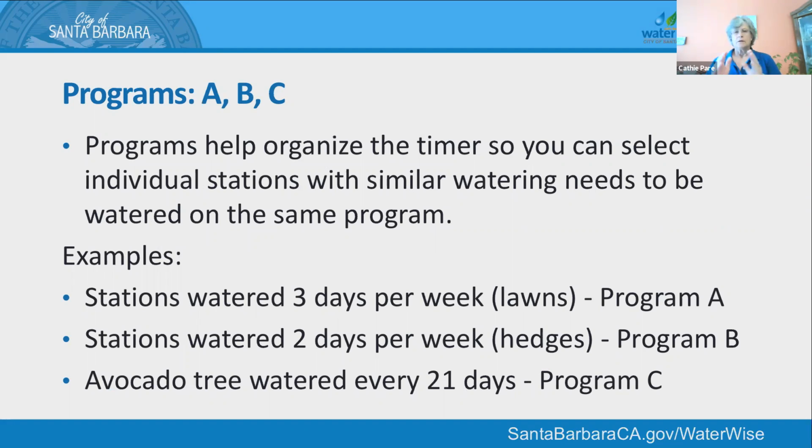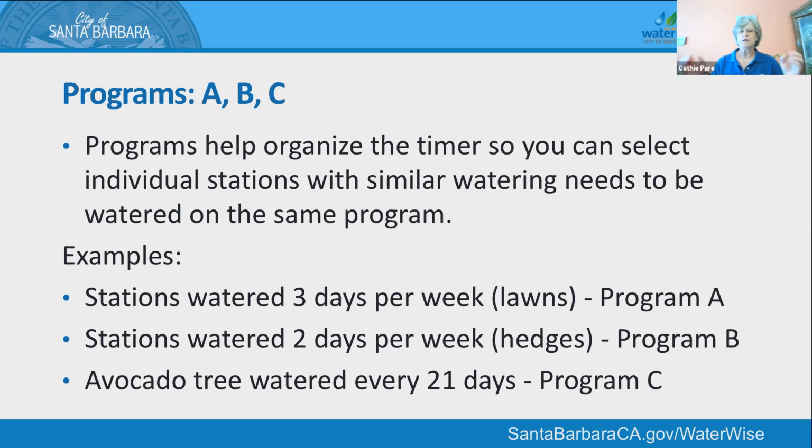Now, the programs themselves help you to organize the individual stations that have similar water needs. So a program is kind of like a little mini controller within the controller. The controller overall tells you when you want to turn things on, how long you want to water for, and how many days a week. But you may have a landscape that has a variety of different plants and different zones within it that need different days of the week watering. So you would want to put everything that wants the same days of the week together.